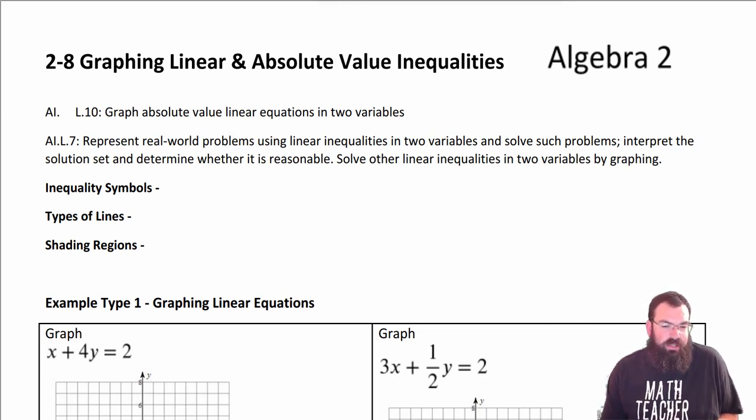This here is going to be needed for example types 2 and 3, not for example type 1, because 1 is just going to be a straight line with no shading or anything like that. But still, we can get into that now instead of waiting for subsequent videos.